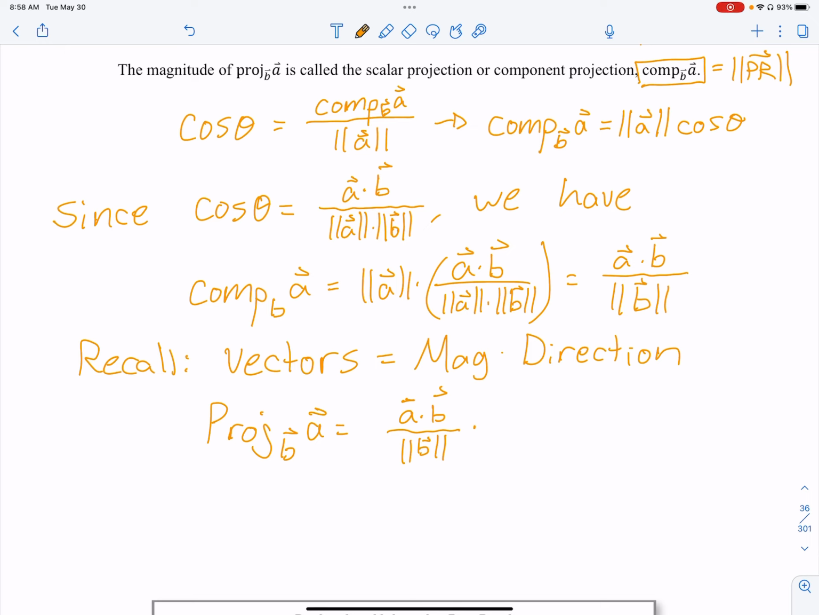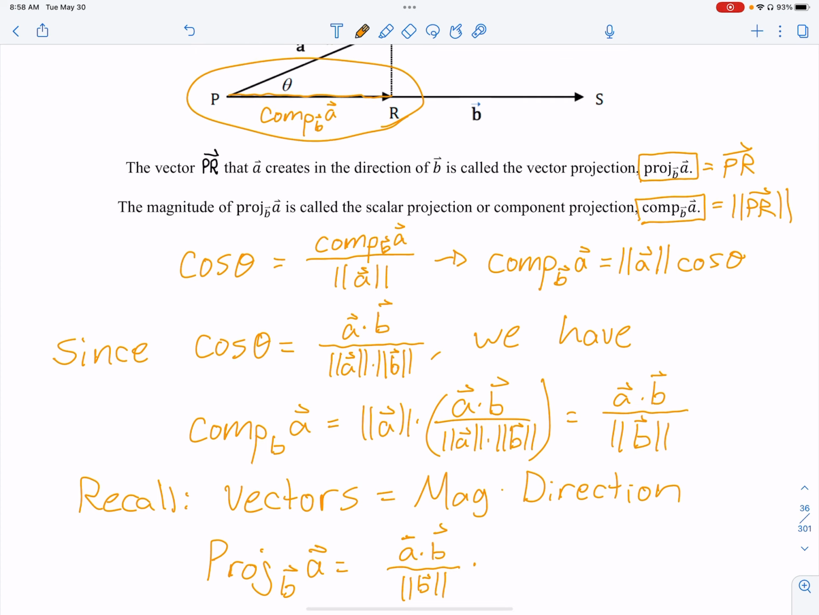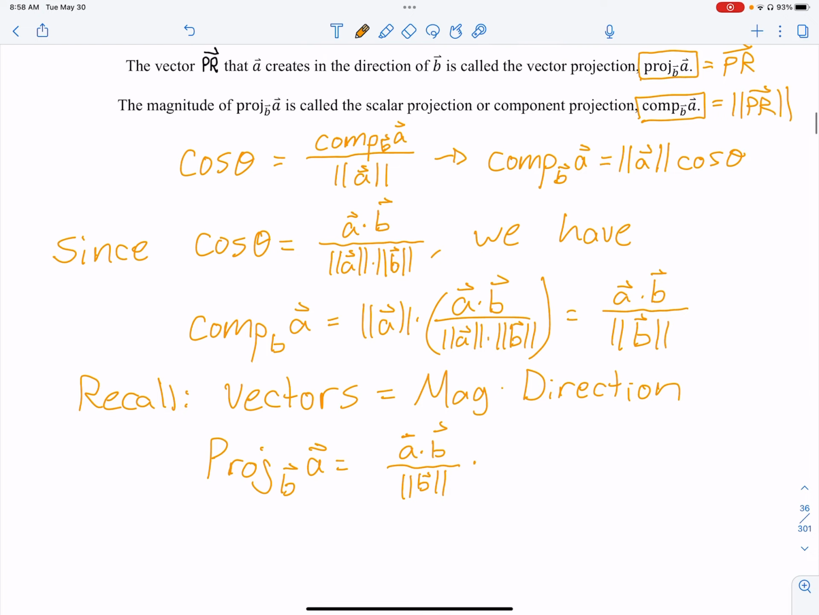And we just need the direction. Well, the direction is in the direction of B, right? That's where this PR lies here. It's in the direction of B. So I need to multiply by a direction. I don't want to multiply by B itself because that changes the length of the vector. So what I'm going to do is multiply by the unit vector of B. So I get B over the magnitude of B.